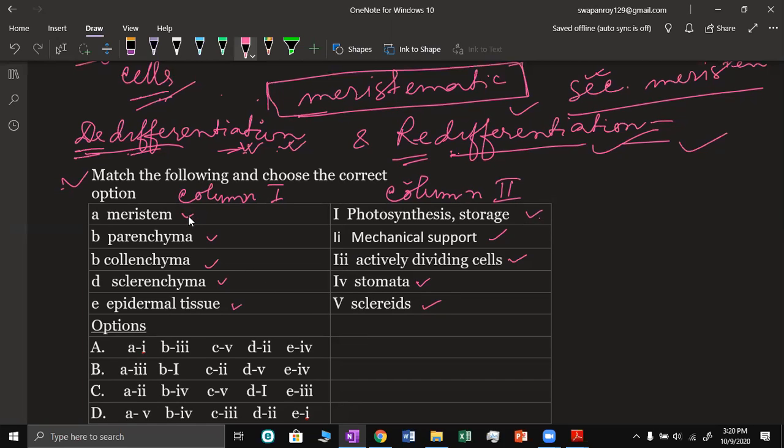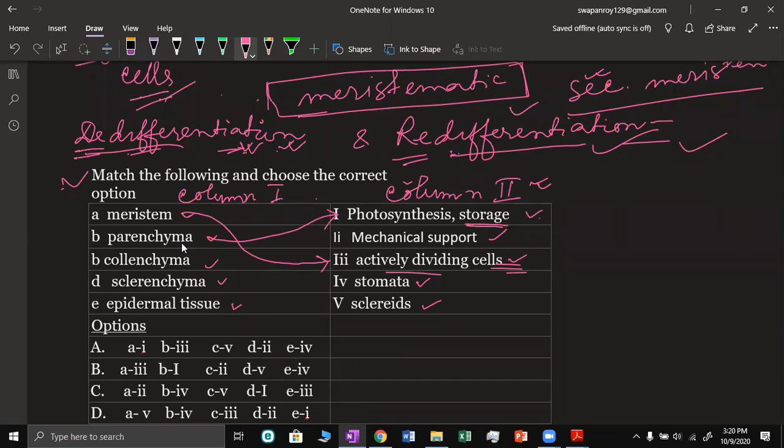See, meristem is actively dividing cells. And parenchyma, what is the function of the parenchyma? Here, actually, in one column it is the type of cells or tissue, and on the other side, in column 2, it is the function it carries. So, meristem is actively dividing cells, that is the characteristic. Parenchyma carries out photosynthesis and storage.